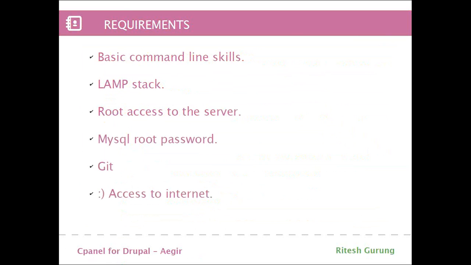So there are different requirements before Aegir can be implemented. All you need to know is basic command line skills. You need to have a LAMP stack. You need to have root access to the server. That means you should have a dedicated server, and the MySQL root password, Git, and of course access to the internet, right? Because you need to download certain packages. So these are the different requirements.